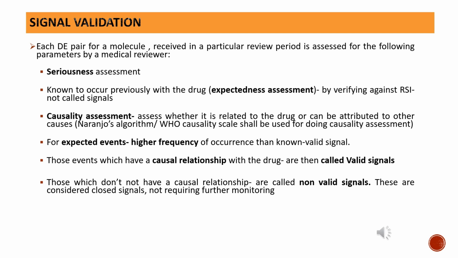We also do a validation activity as far as frequency assessment is concerned, so we do a further assessment on frequencies during the signal validation step. We also assess the causal relationship between drug administration and onset of the event. If no causal relationship is identified during signal validation, we say these are non-valid signals. And if there is any hint of a causal relationship, then we say these are valid signals.